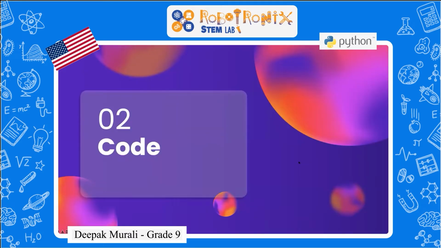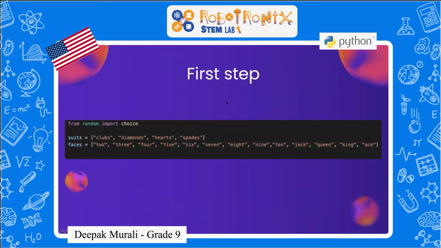So now let's get into our code, our program. The first step that we did is importing random; we're importing choice from random. Basically, we'll use this later on in our code, and you'll see why. And we put the suits and faces in a list in order from lowest to highest precedence, as you can see here.